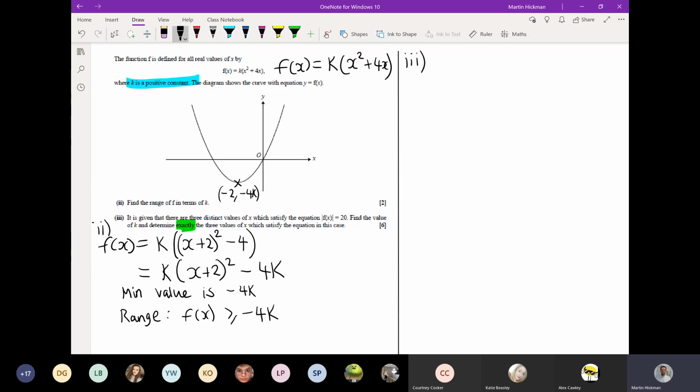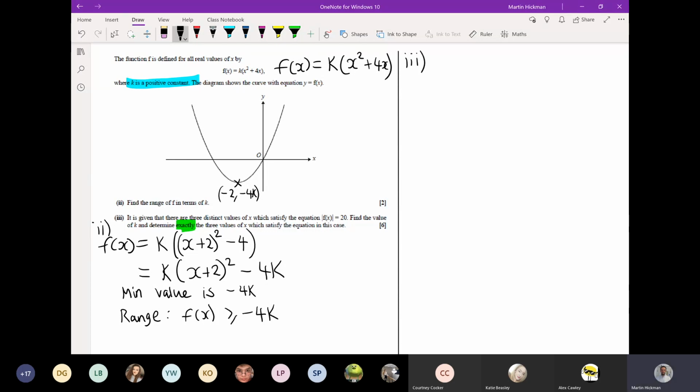If I see the word exactly or exact value in a question, a lot of the time that makes me think it's either going to be a fraction, it's going to be a surd, it could be a natural log, it could be something in terms of e. So just bear that in mind. A key word like exact or exactly is kind of hinting that it's probably not going to be an integer. All solutions aren't going to be integers here.